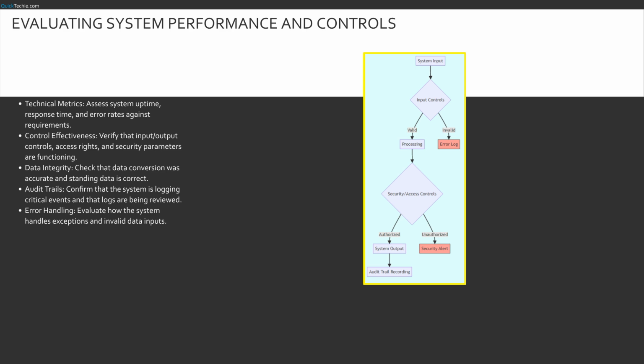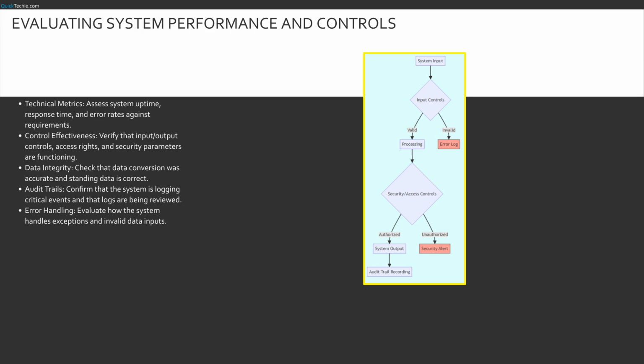We verify control effectiveness. During development, security is sometimes relaxed for testing. We must ensure it was tightened for production. We verify data integrity. Did the data migration work perfectly, or are there corrupted records? We specifically check audit trails. Is the system recording who did what? If the system crashes, does it fail secure or fail open?